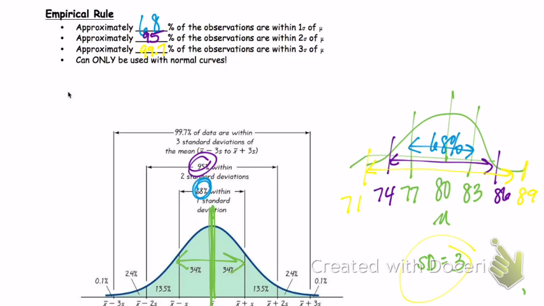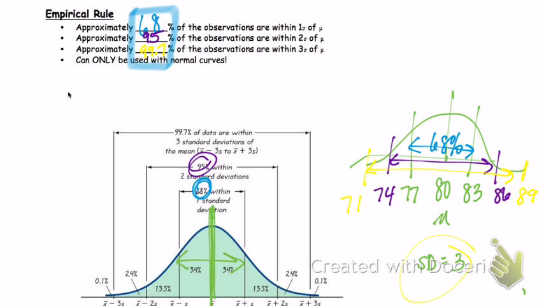So the 3 numbers that you have to memorize just from this slide are 68, 95, 99.7. So 68 is within 1 standard deviation from the mean, positive and negative. 95 is within 2, and 99.7 is within 3. So basically the entire population, 99.7% of them, score within 3 standard deviations.